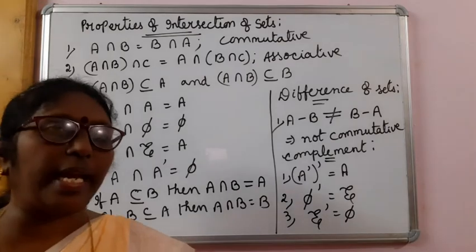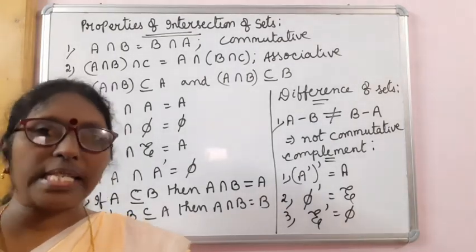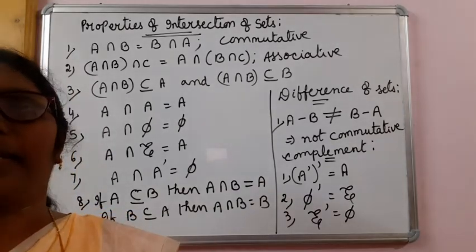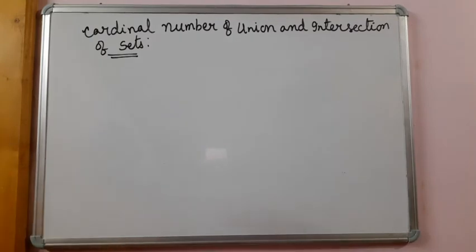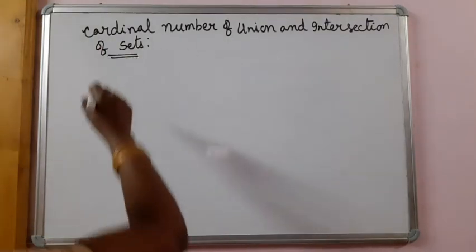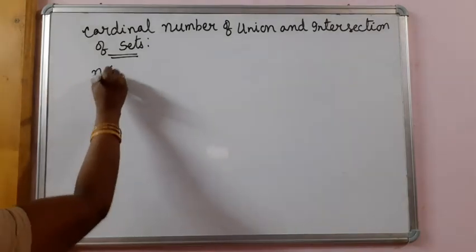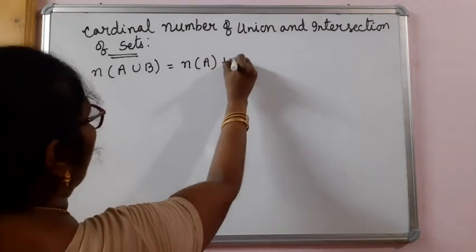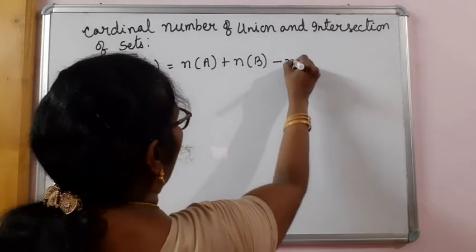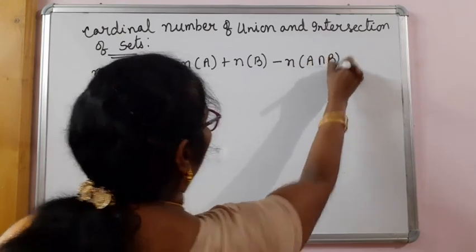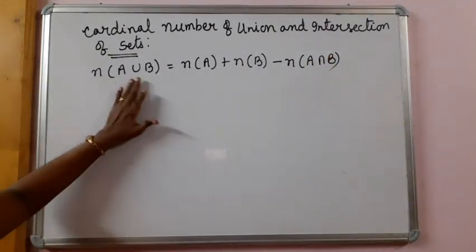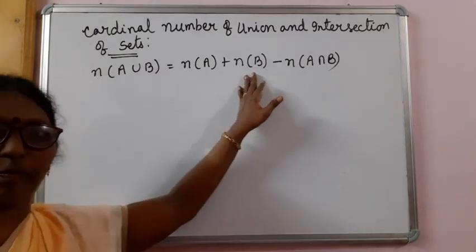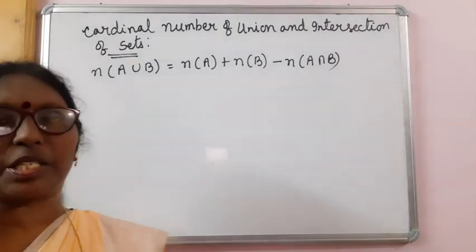And one more important thing you are going to learn is the cardinal property of union and intersection of sets. Okay? The relationship between the cardinal numbers of union and intersection of sets is n(A union B) is equal to n(A) plus n(B) minus n(A intersection B). That means the number of elements in A union B is equal to the number of elements in A plus the number of elements in B minus the number of elements in A intersection B.